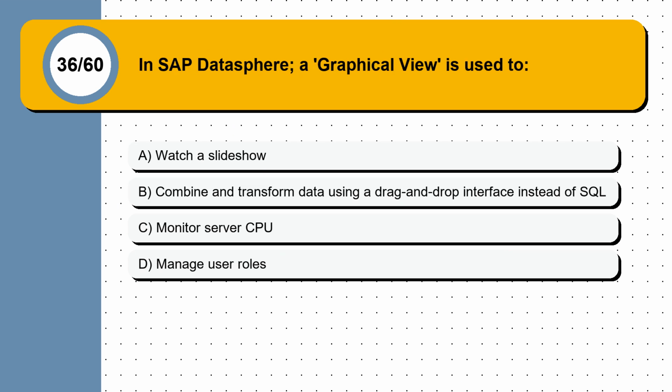Question 36. In SAP Datasphere, a graphical view is used to option A, watch a slideshow. Option B, combine and transform data using a drag-and-drop interface instead of SQL. Option C, monitor server CPU. Option D, manage user roles.